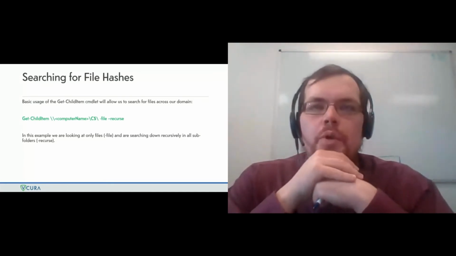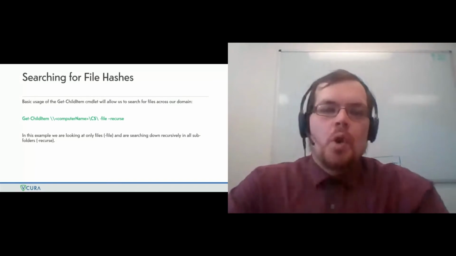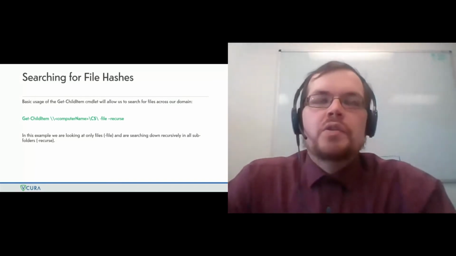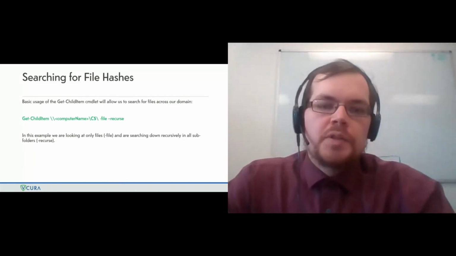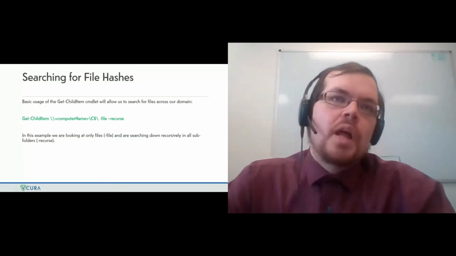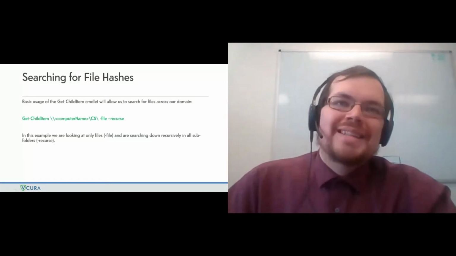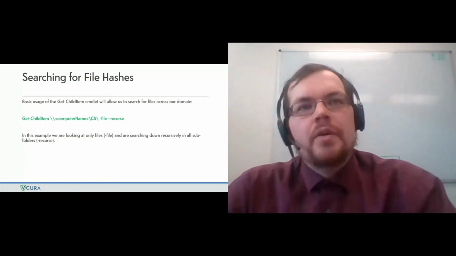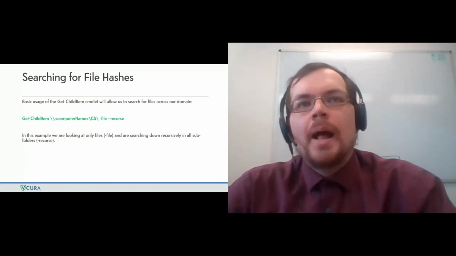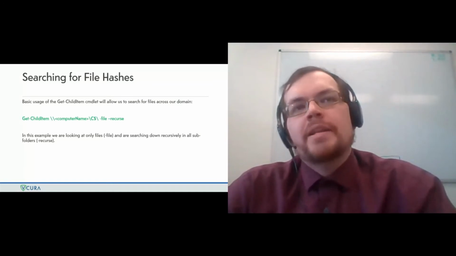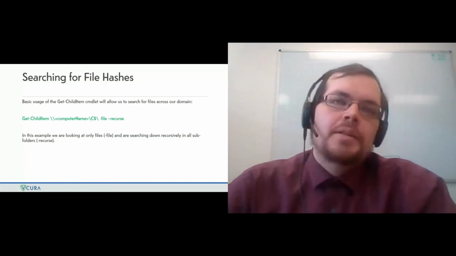So we're going to start building up the different levels of code again until we get to a search throughout our environment for a specific file hash as our final example here. First, we're going to start off with the cmdlet Get-ChildItem. If you're familiar with Linux, this is very similar to the ls command or the dir command, which are aliases for the Get-ChildItem command.